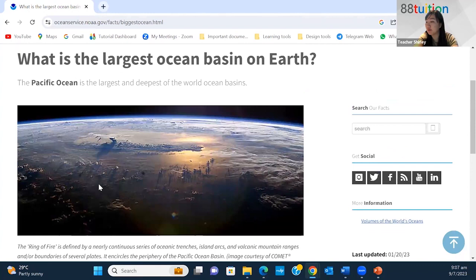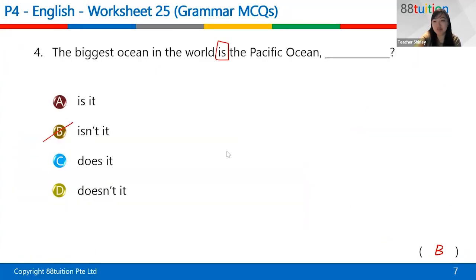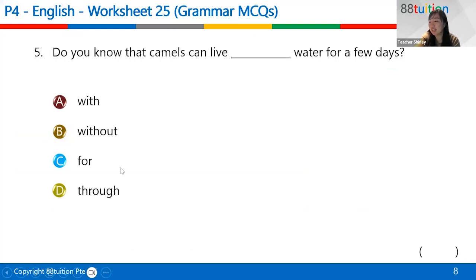Atlantic Ocean is the second biggest. Yeah, so good to know. I mean, this one is just general knowledge. Yeah, good to know. Okay, now next one.